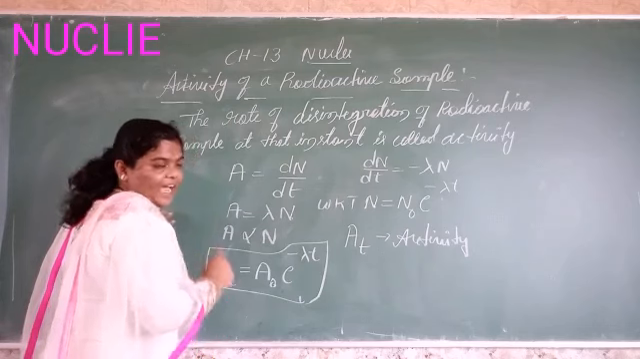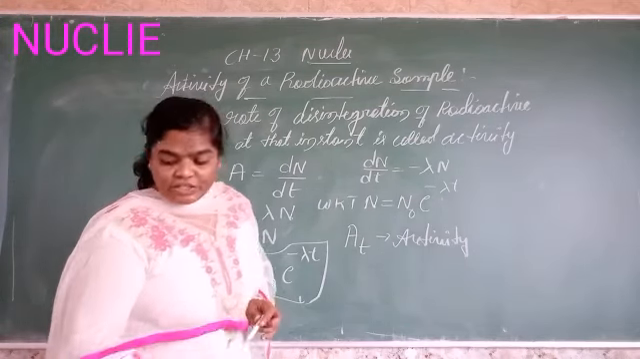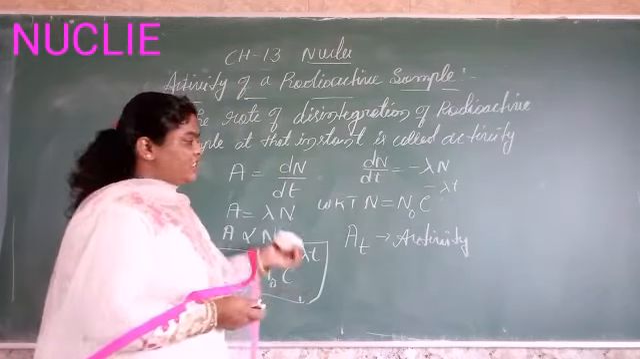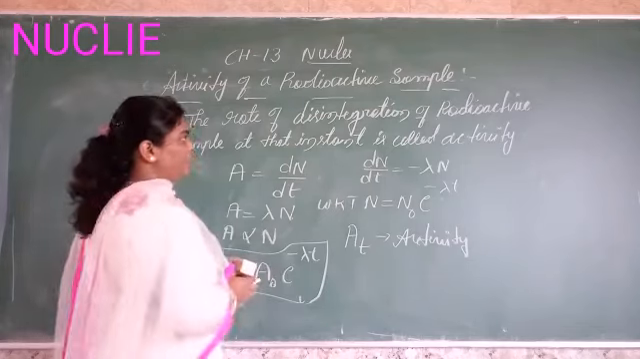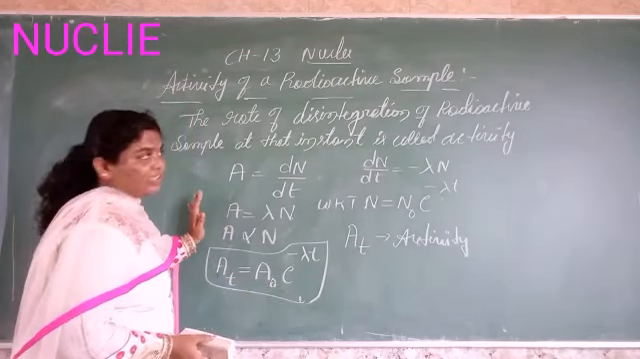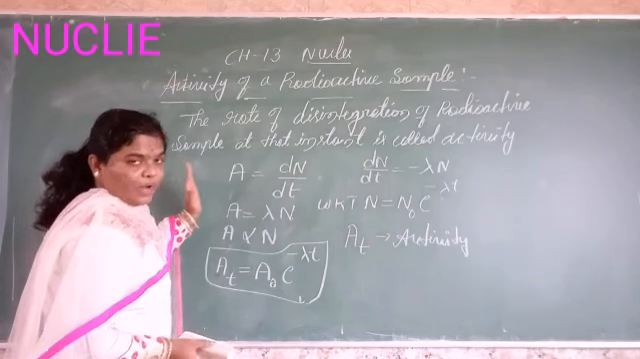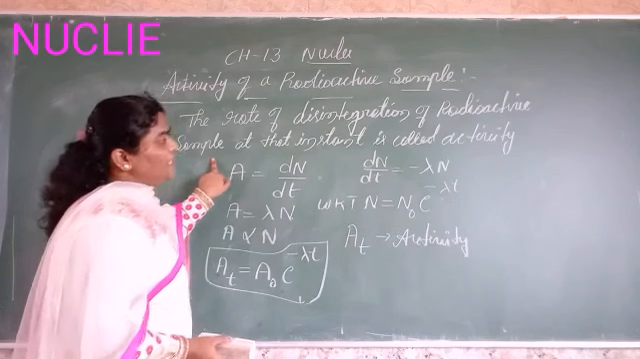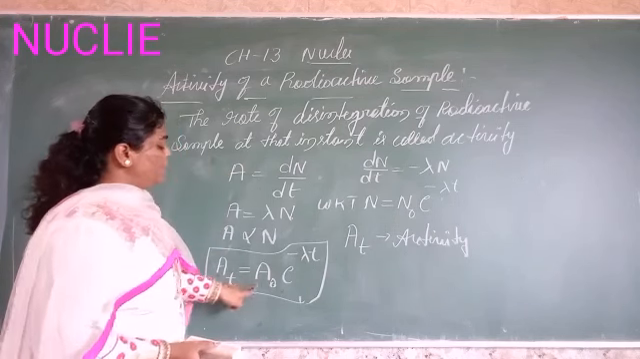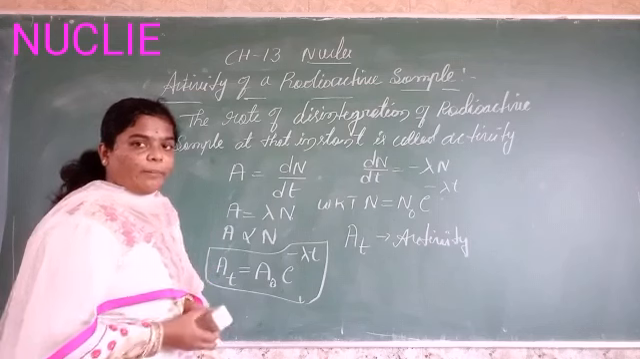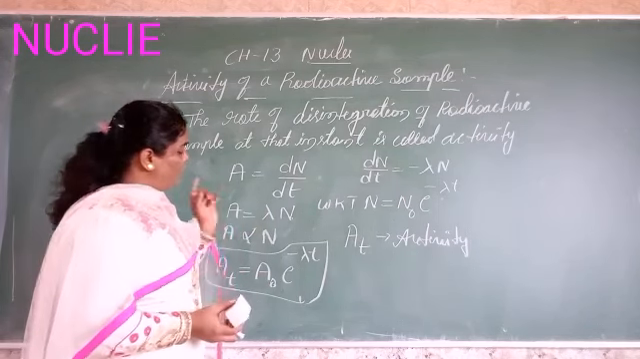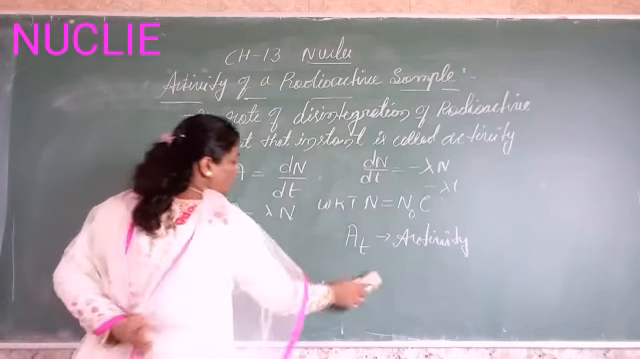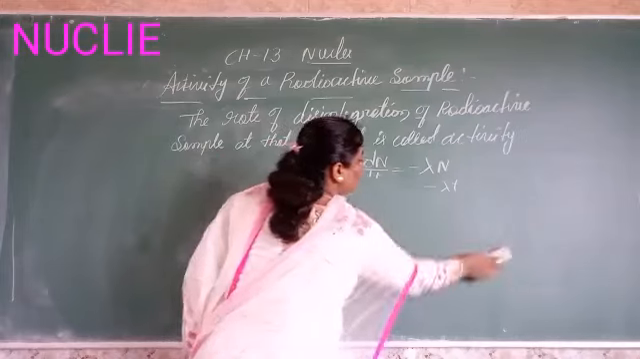A represents activity, and to express the activity we have three different units. Now let's see them one by one. The activity of the radioactive sample is the rate of disintegration at that instant, given by A t equal to A naught e to the power of minus lambda t.